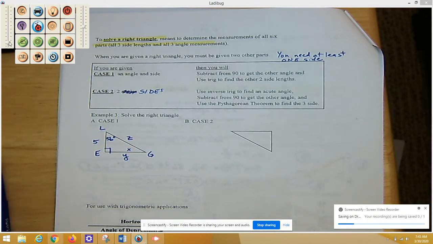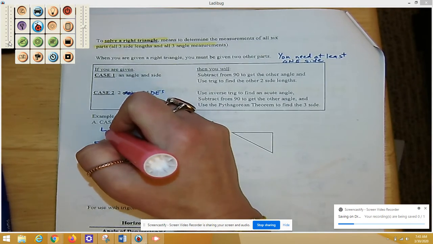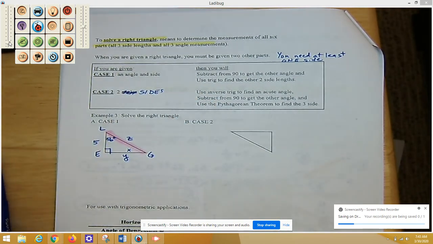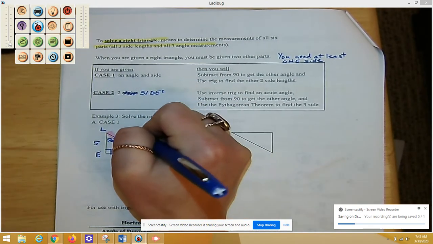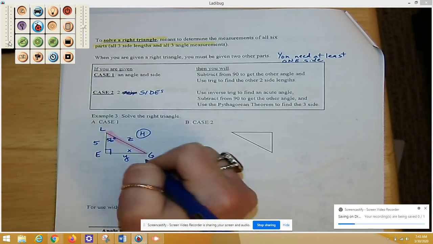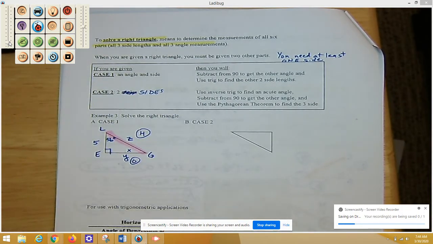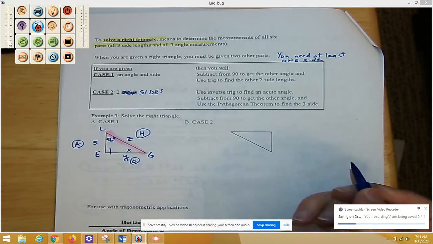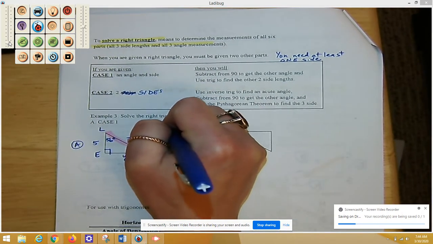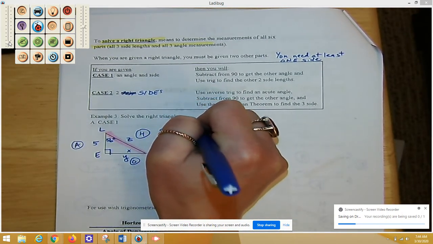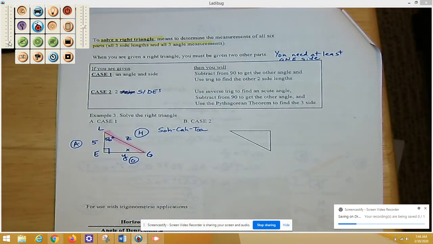You can always practice going through identifying your hypotenuse here. So this side is our hypotenuse. Across from the 56 degrees is our opposite side, and then this is our adjacent side. If you'd like to write out SOHCAHTOA, you certainly can, and that'll kind of help you.